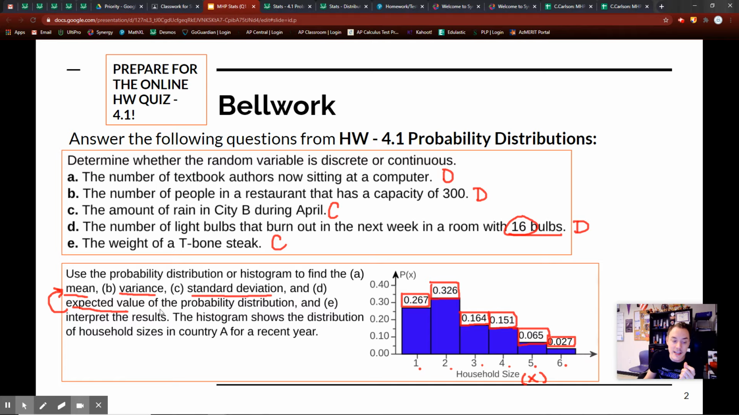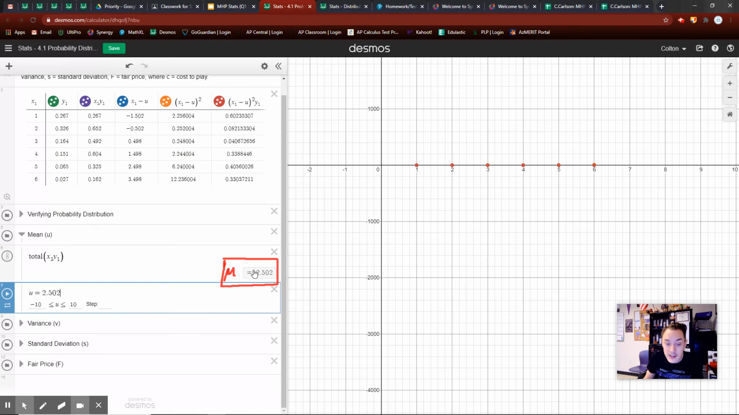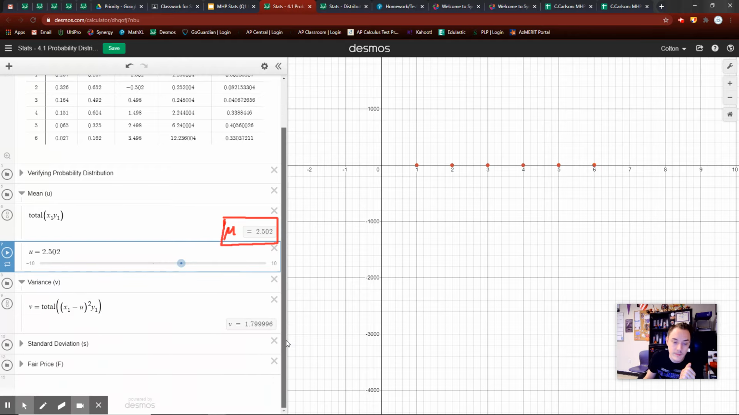What is your expected value? I'm going to jump to D here. Your expected value, again, is the same thing as the mean. So whatever you put for your mean, it is the exact same thing. So what's your expected value? This, 2.502. That's what it is. Okay? So you already have the mean. You already have the expected value. Awesome.